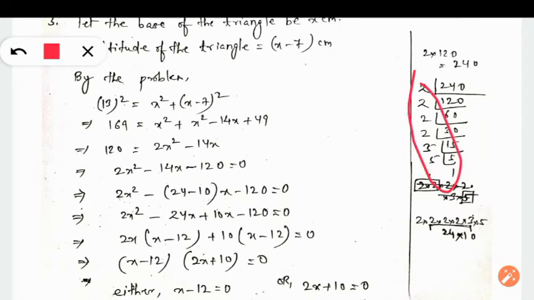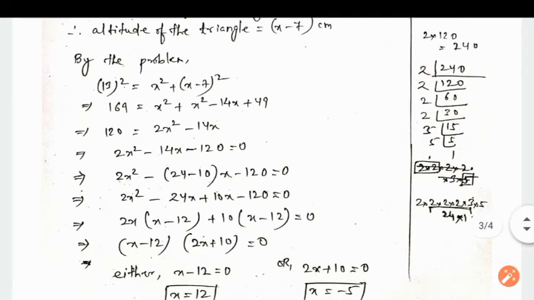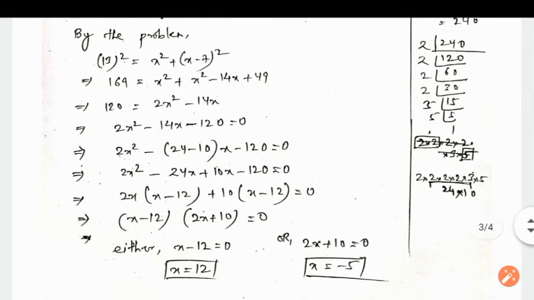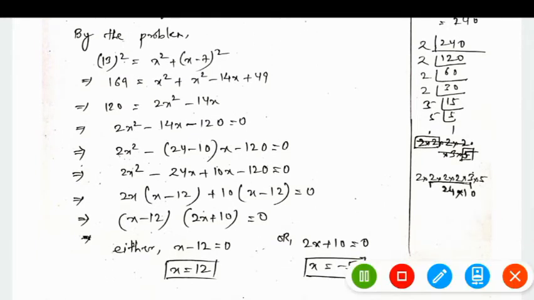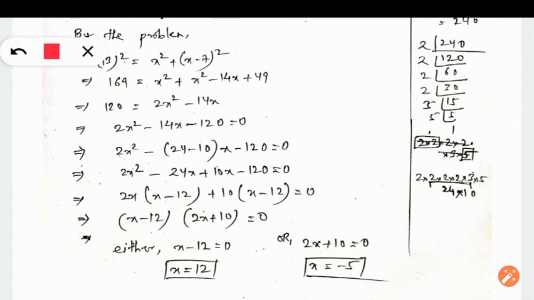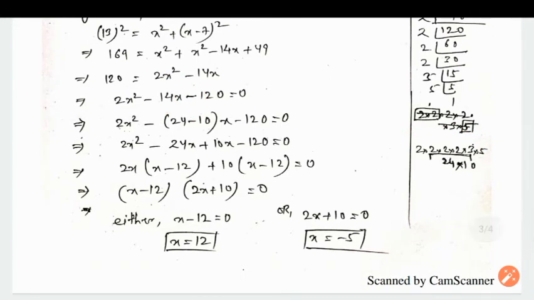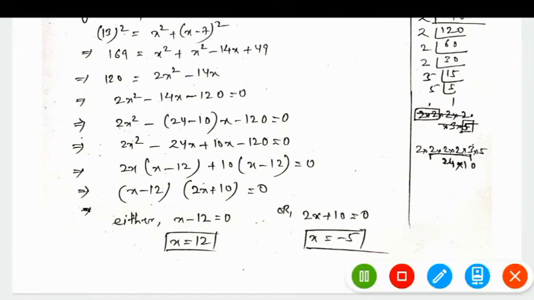See, 2 into 2 into 2, that is three 2s, into 3 into 5, right? Now see the sign, plus or minus. I think minus is there. So we need to use these factors in such a way that we subtract them in order to get 14, right? So see what I have done.